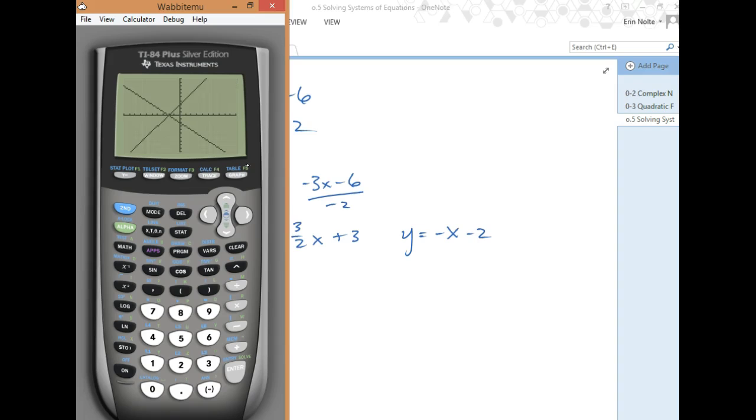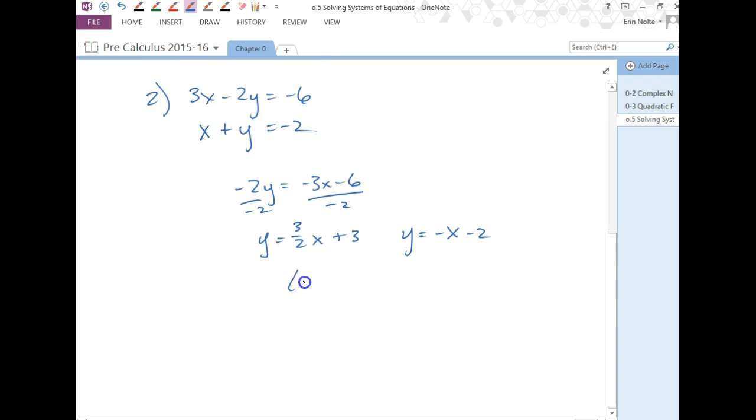Okay, so I see the intersection in my window. I'm good to go. What do I push? Second trace. 5. Enter. Enter. Enter. And everybody get negative 2, 0? All aboard? Negative 2, 0.